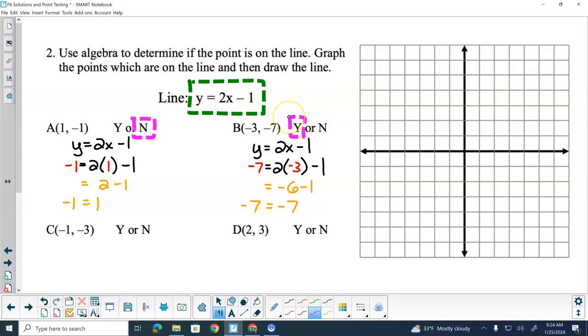So therefore, because it's on the line, I've got to graph it. Negative 3 would be left 3. Negative 7 would be down 7. 1, 2, 3, 5, 6, and 7. So right there is my point.